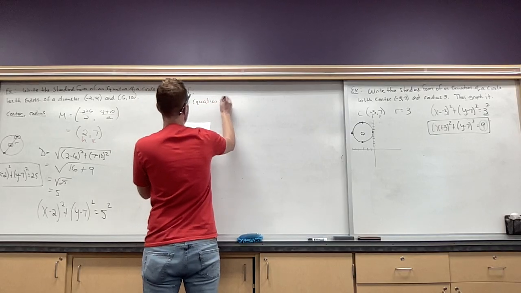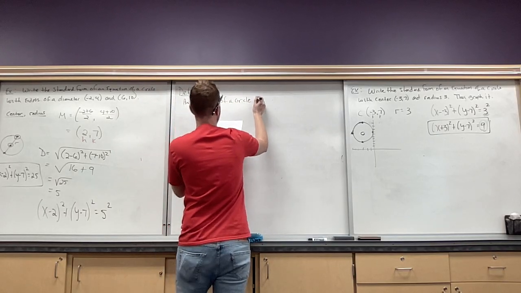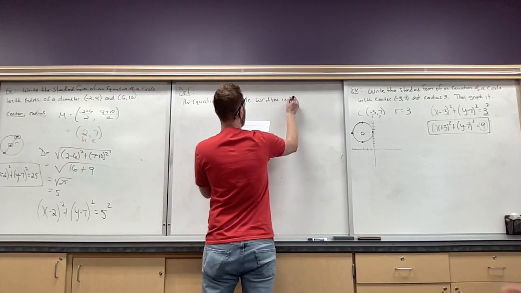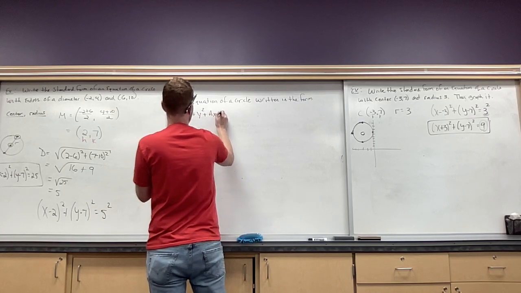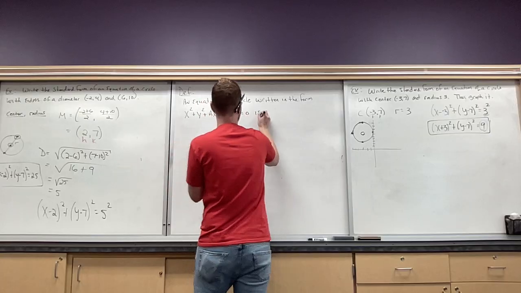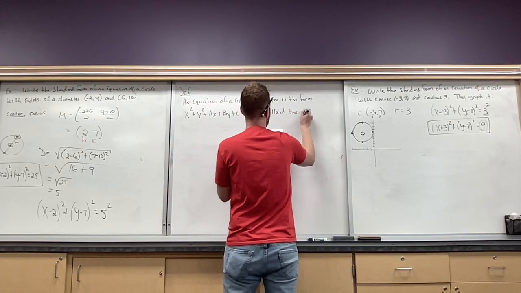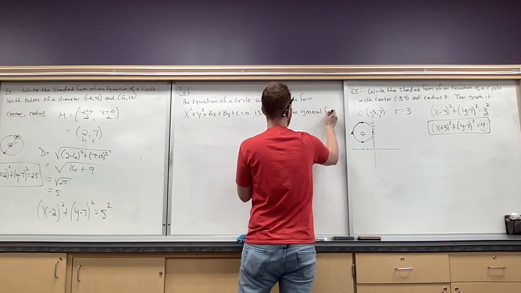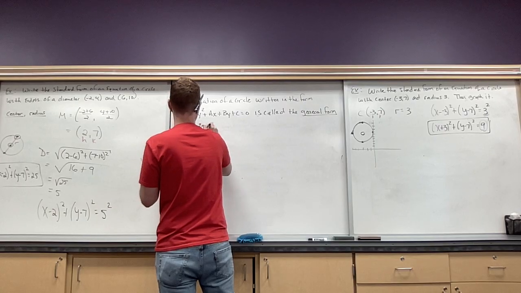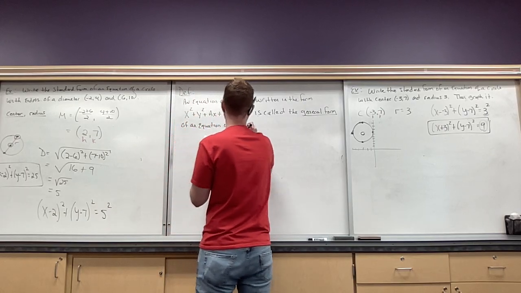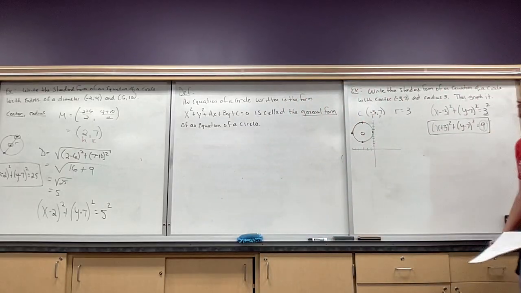An equation of a circle written in the form x squared plus y squared plus ax plus by plus c equals 0 is called the general form of an equation of a circle, okay? We'll call it the general form.